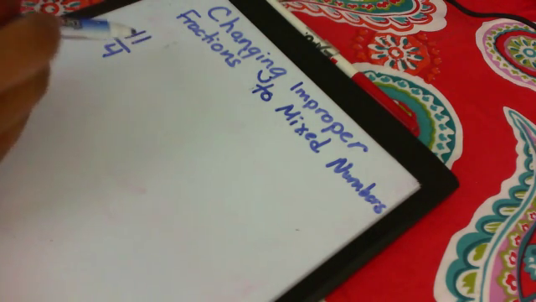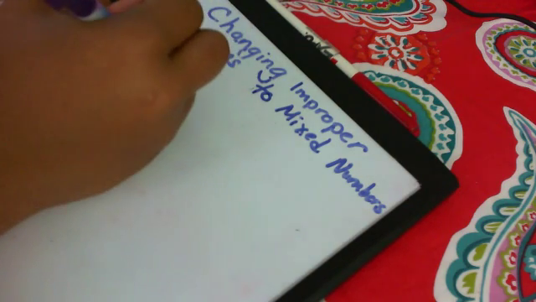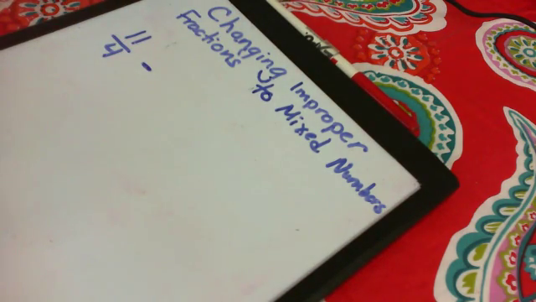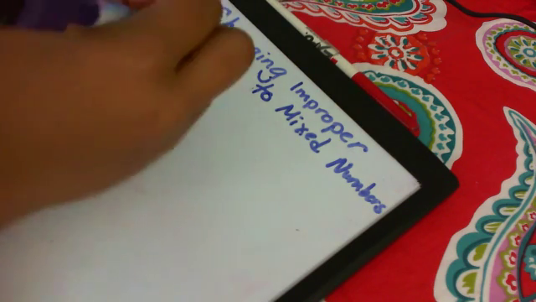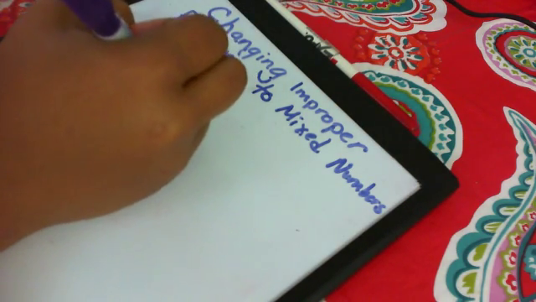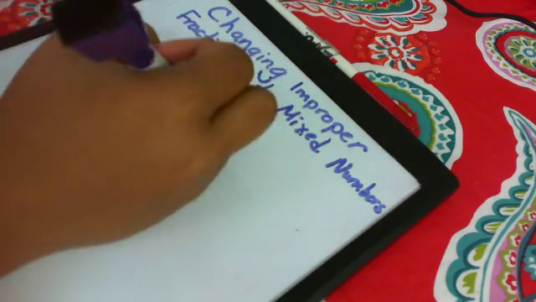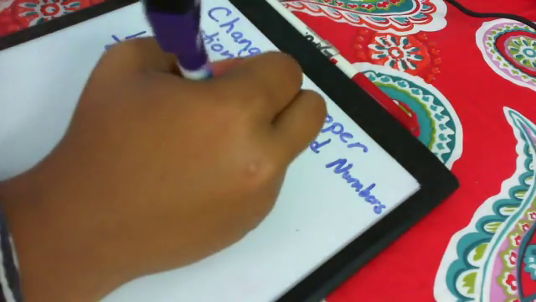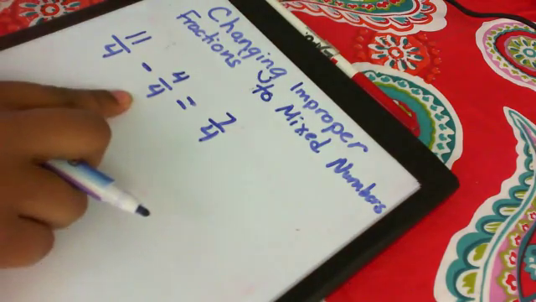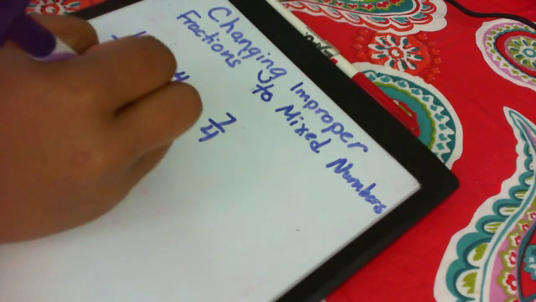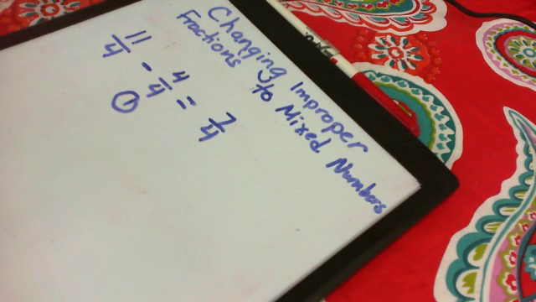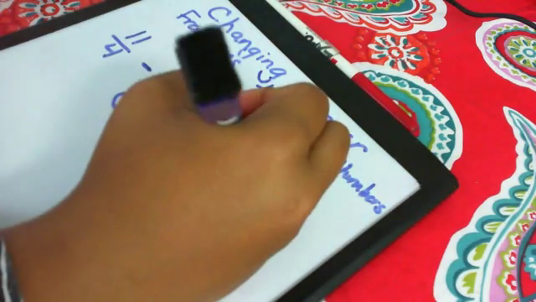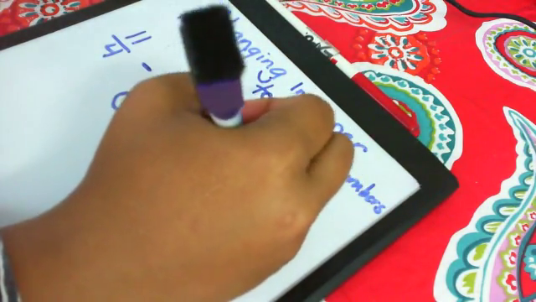So we have 11/4. But I know 1 whole is going to be 4/4. So I'm going to just take that away. And so that's going to give me 7/4. Now, remember this is a whole, so I'm going to just put a little 1 whole underneath it. But I still have an improper fraction. So that means I can come over here and we can subtract 1 more whole.